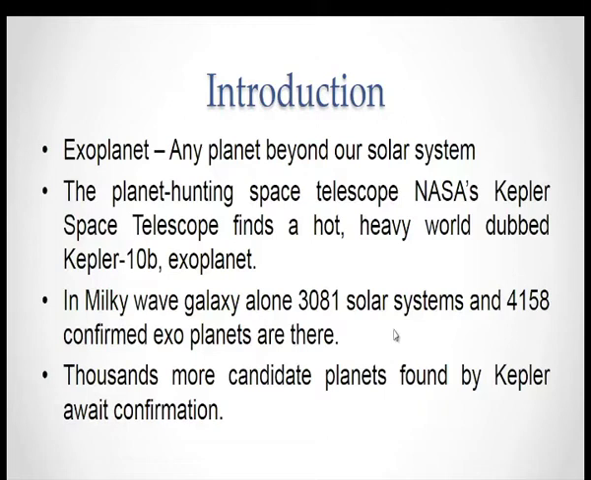Then coming to the confirmed exoplanets in our Milky Way galaxy, there are 4158 exoplanets identified and named by the astronomers on Earth. 1000 more candidate planets found by the Kepler Space Telescope await confirmation. The International Astronomical Union should confirm they are all exoplanets. They have a certain definition to confirm an exoplanet.